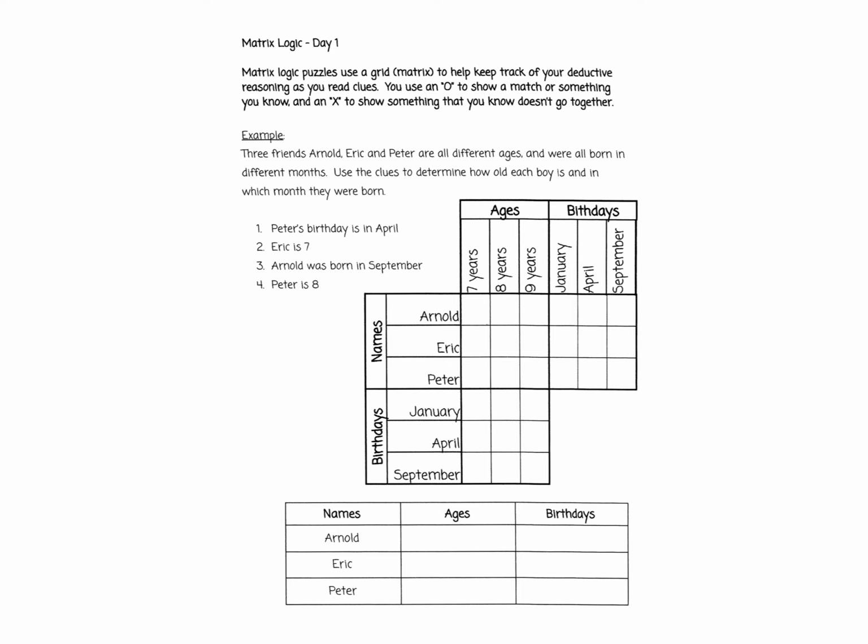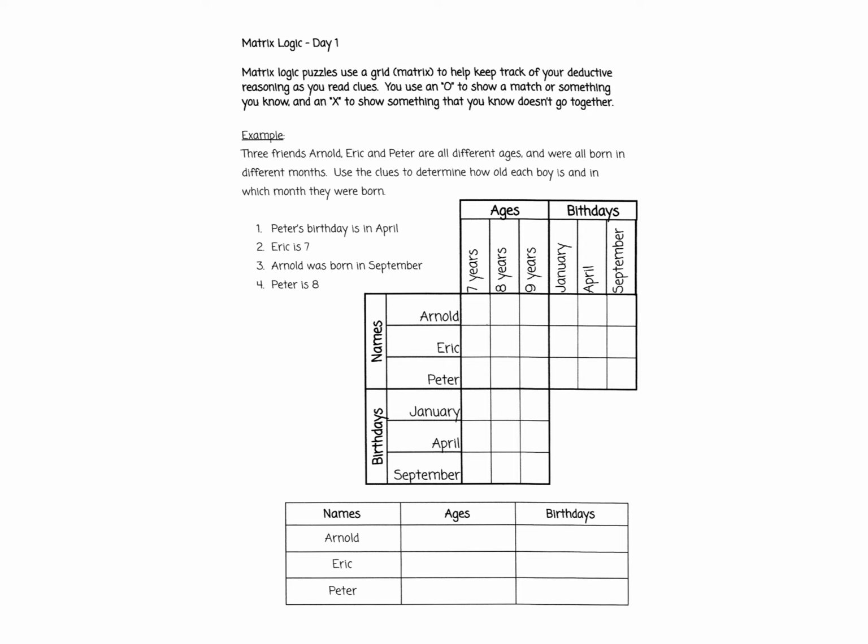So here's an example. This is a very simple one, but I wanted to kind of show you the process with this one first. It says 3 friends, Arnold, Eric, and Peter, are all different ages and were born in different months. Use the clues to determine how old each boy is and in which month they were born. All right, so here's our clues.